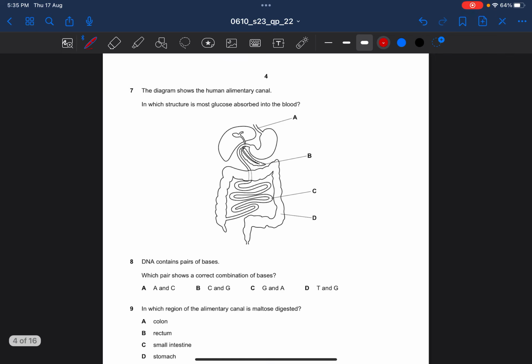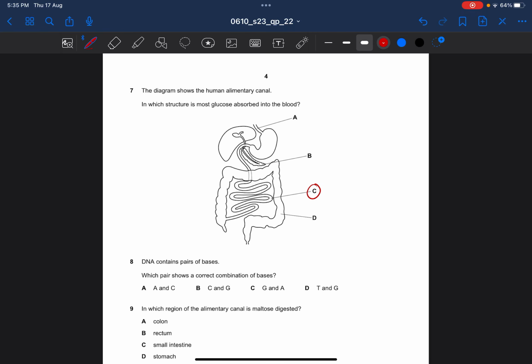Question 7. The diagram shows the human alimentary canal. In which structure is most glucose absorbed by the blood? So they say most glucose. The answer is C, the small intestine, because digestion happens in the small intestine and the glucose is absorbed into the blood by the villi.